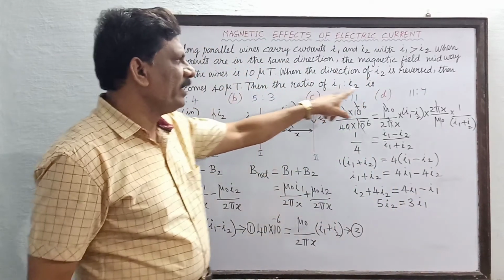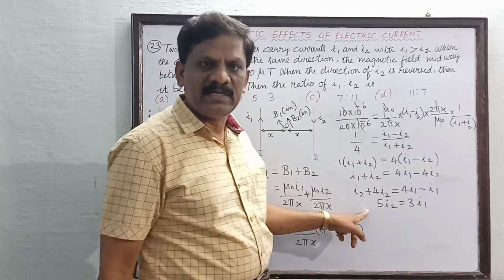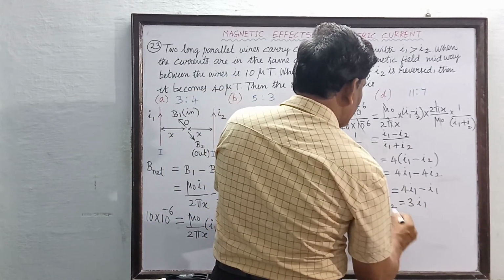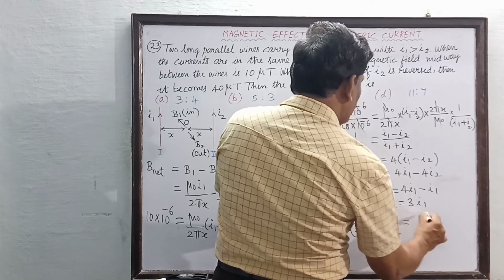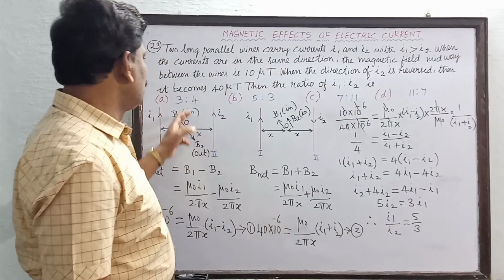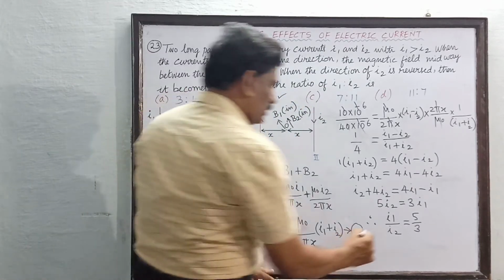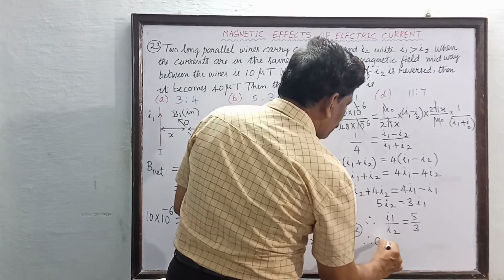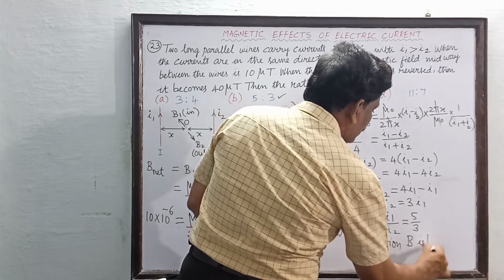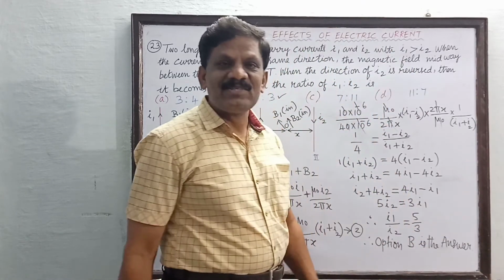We require the ratio of I1 is to I2 only, no? I1 divided by I2 will become 5 divided by 3. Therefore I1 divided by I2 is now equal to 5 divided by 3. 5 divided by 3, that is the answer. Now which of the options is correct? You see here option B is the correct answer. So 5 by 3, therefore option B is the correct answer. Have you understood?